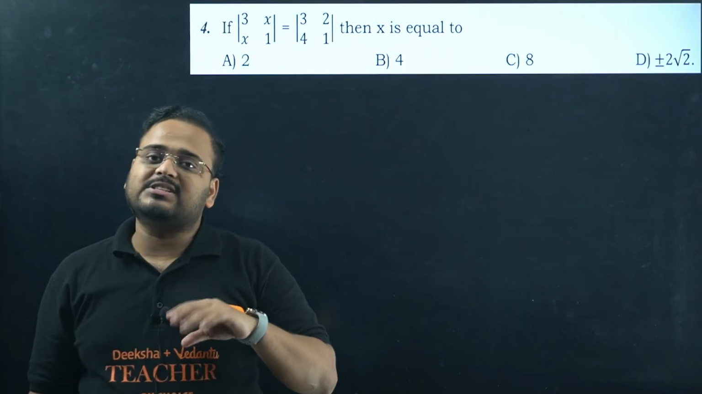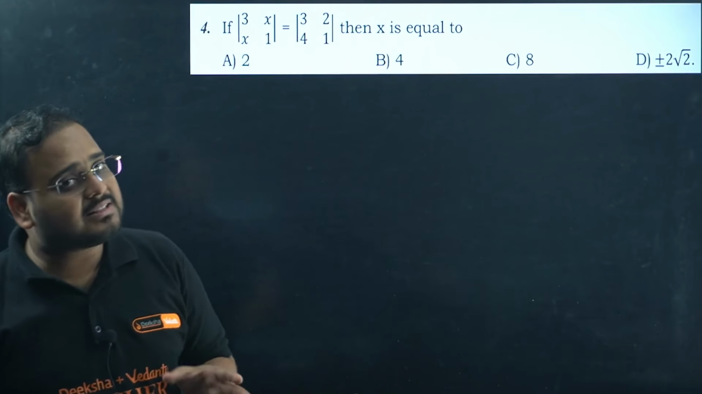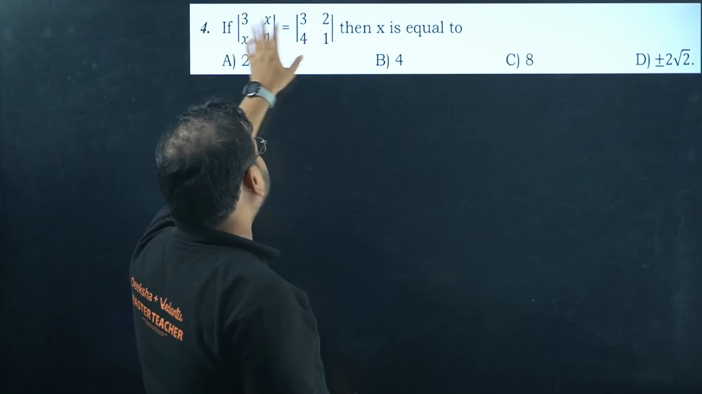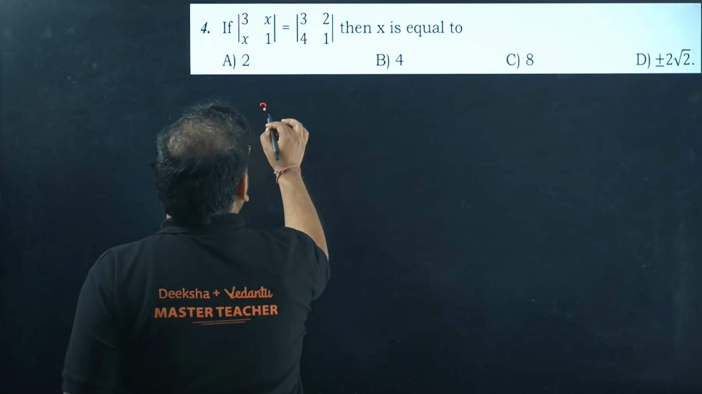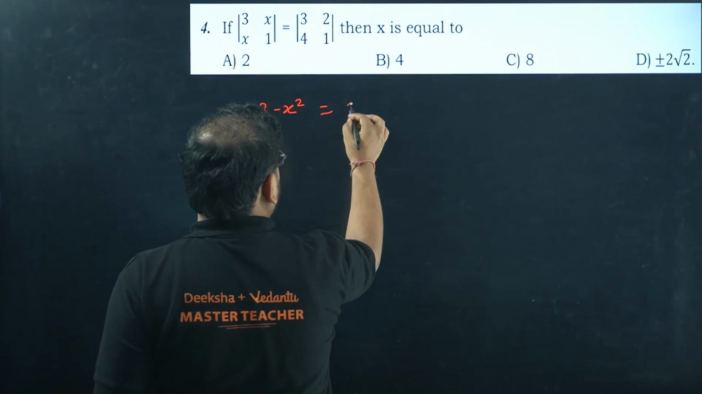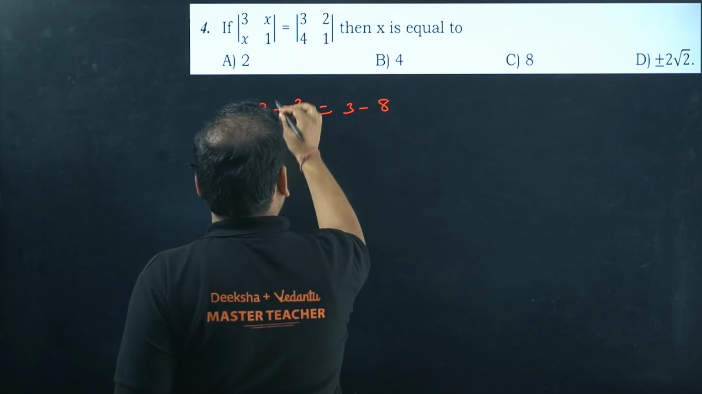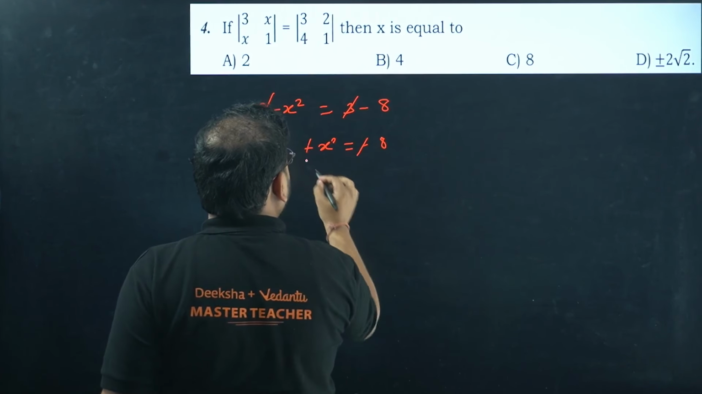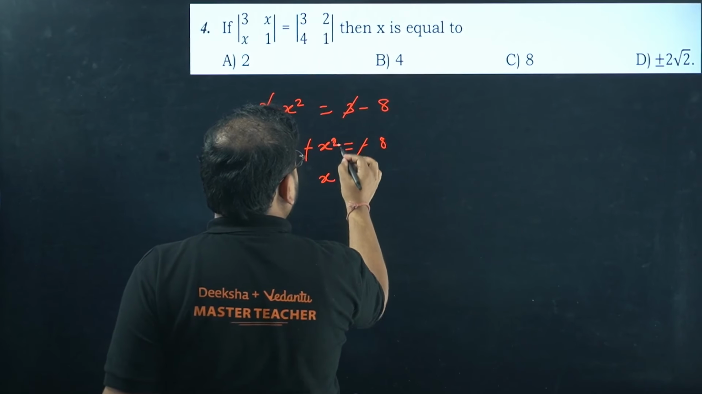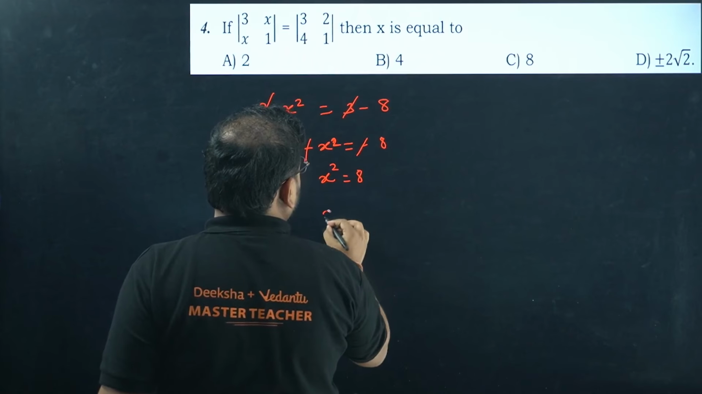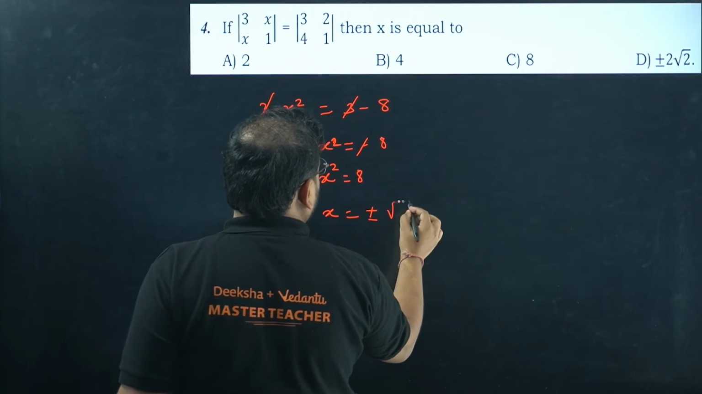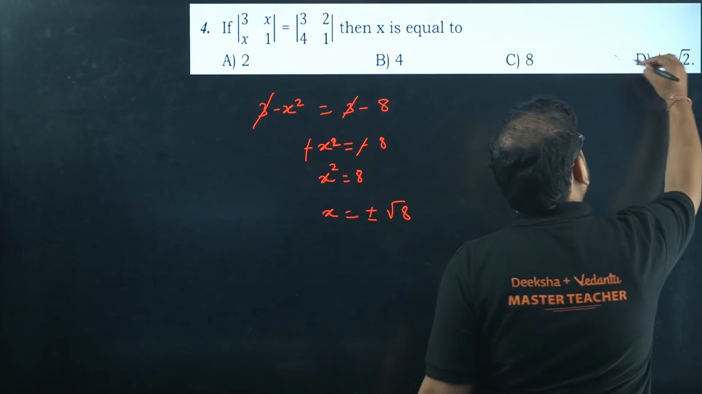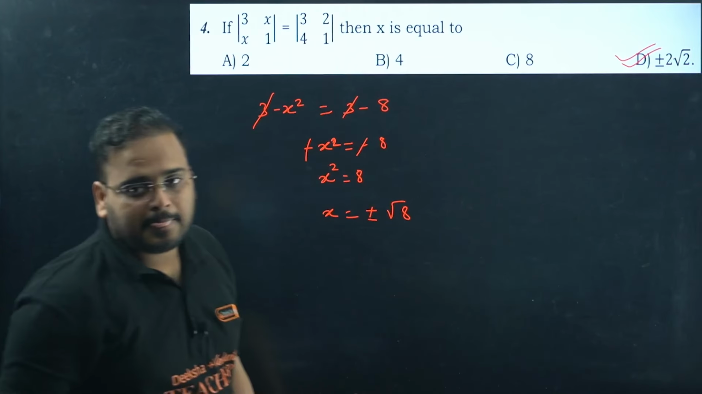Now this is a determinant which is given equal. We cannot compare the elements first, we don't have to make a mistake like that. Simply find the determinant of this side and this side, and then compare. You'll get 3 minus x square equals 3 minus 8, 3 cancels. So we have x square equals 8. It means x is equal to plus minus root 8. The value of root 8 is what? 2 root 2. Hence option D is the right choice.